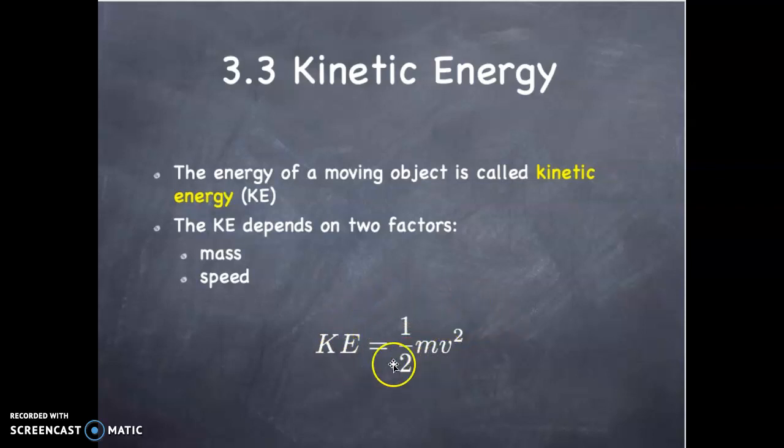It turns out this is an important definition. And yes, the square is needed for the speed, and the 1/2 is needed in front of the symbols so that we will see systematically how kinetic energy gets converted to work. Let me go on.